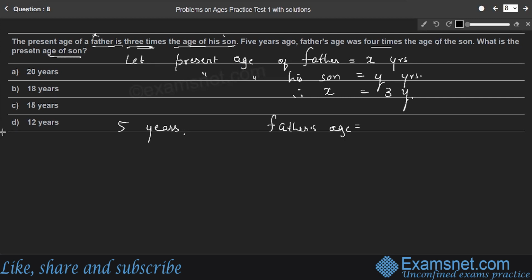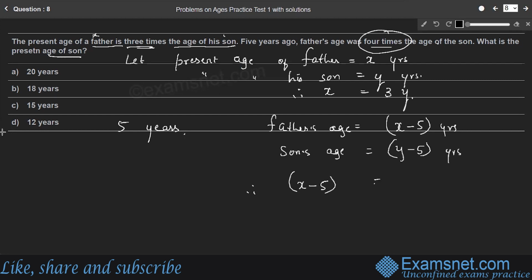Father's age 5 years ago was x minus 5 years, and son's age was y minus 5 years, right? Therefore, father's age x minus 5 was 4 times the age of son. That means 4 times y minus 5. So what is the present age of son? We need the value of y, present age of son, right?